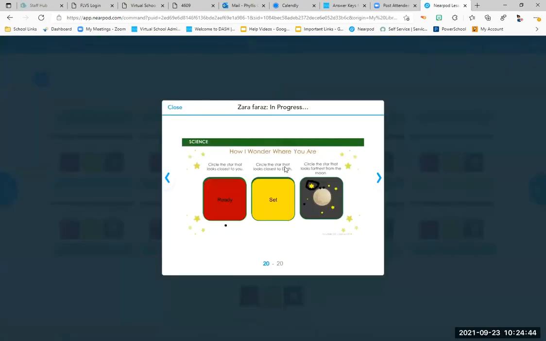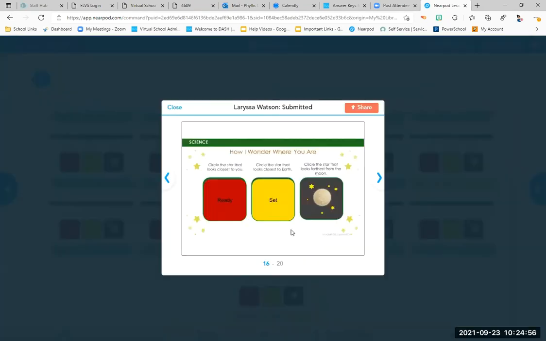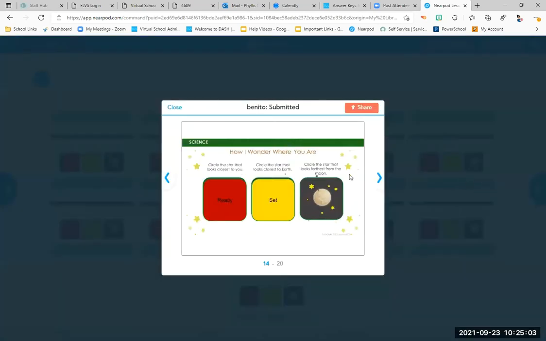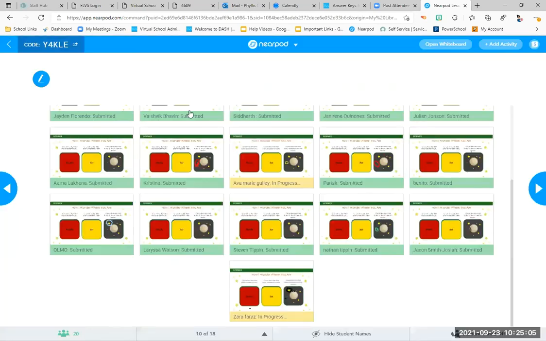All right, let's look at Zara. Zara, you can change your answer. I think there's an erase button and you can change your answer or start over. But I would agree, the tiny, tiny, tiniest star seems like it's the farthest away. All right, let's look at Ben's and then we'll move on. Yep, I see it. Great.